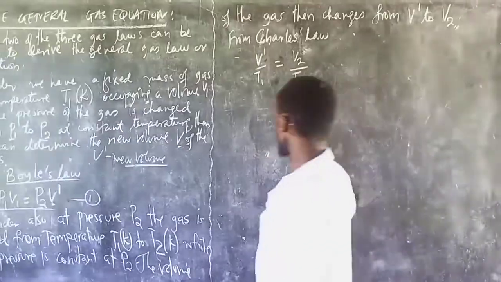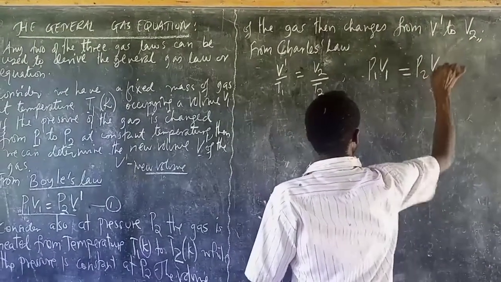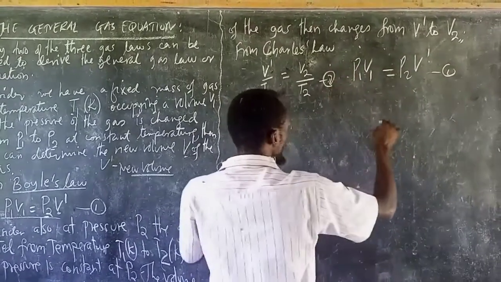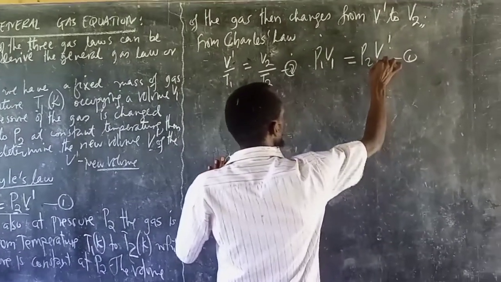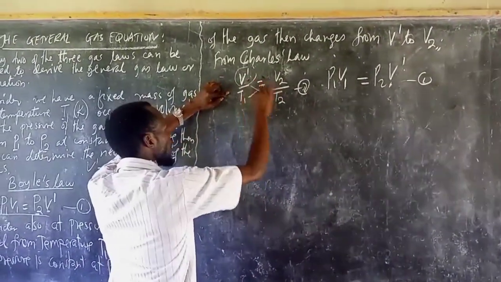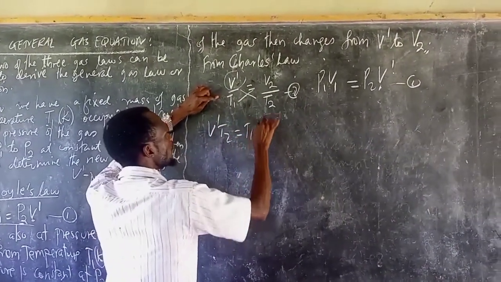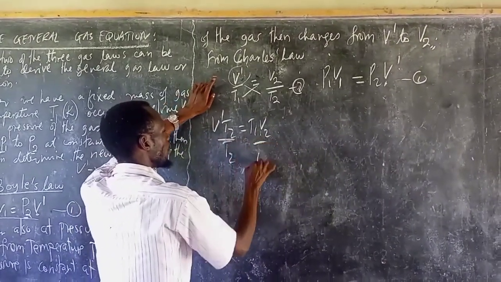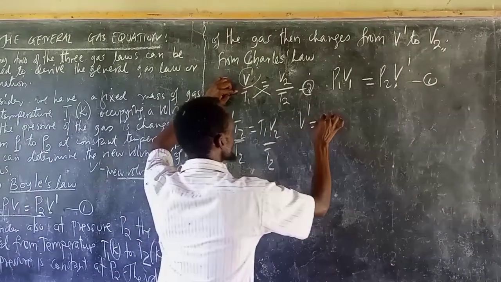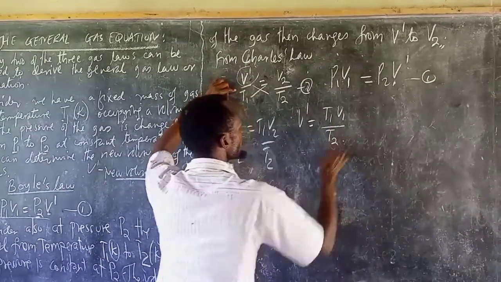Therefore, from these two equations, one is P1 V1 is equal to P2 V naught. This is the first one, and this is the second. Now let us make this one here the subject. If now in cross multiplication, you find V naught T2 is equal to T1 V2, making the subject over T2. Now we say the new volume is equal to T1 V1 over T2.